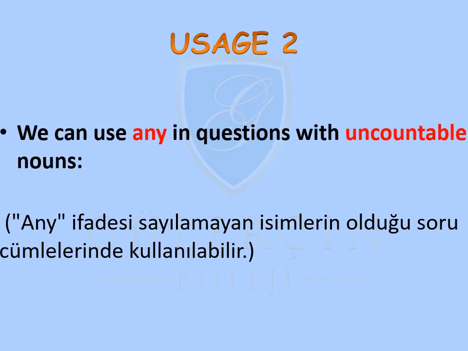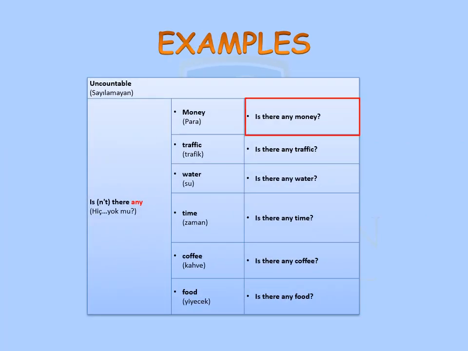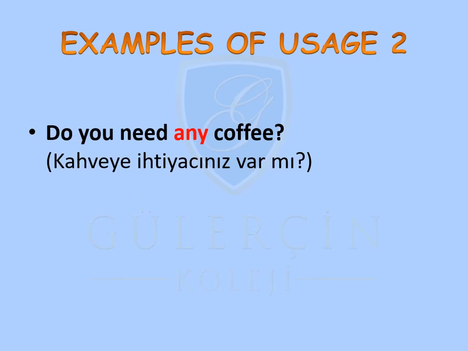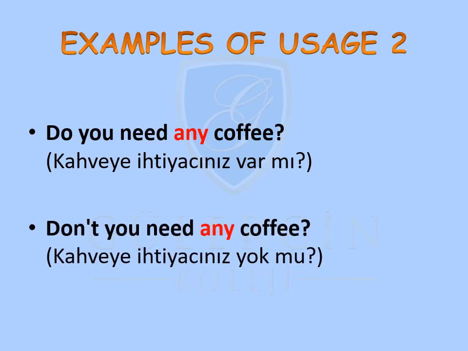Usage 2. We can use any in questions with uncountable nouns. Examples: is there any money? Is there any traffic? Is there any water? Is there any time? Is there any coffee? Is there any food? More examples of usage 2. Do you need any coffee? Don't you need any coffee?